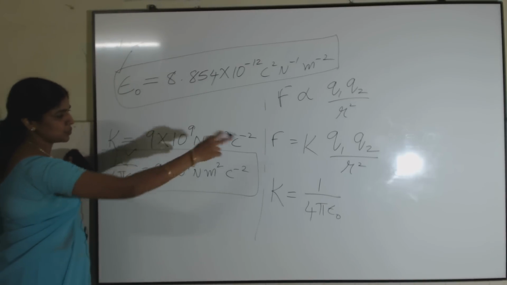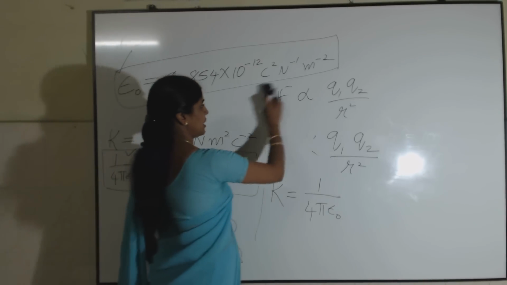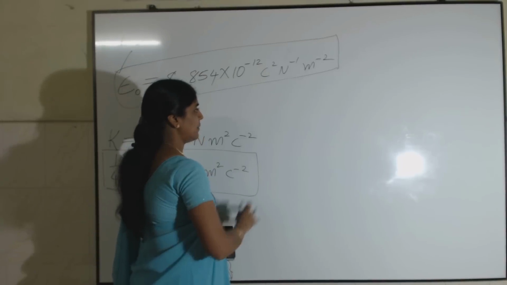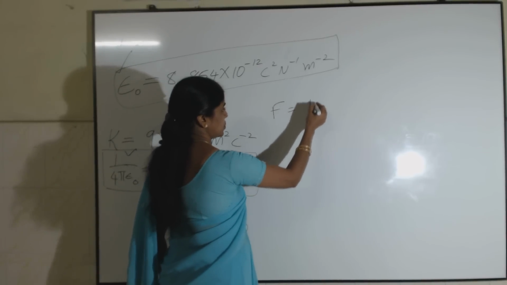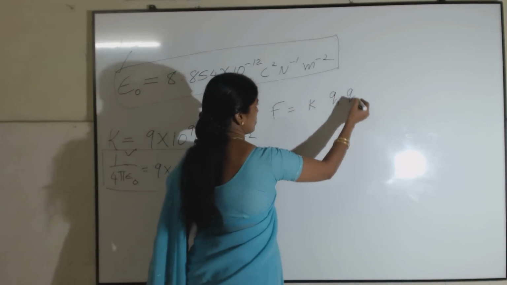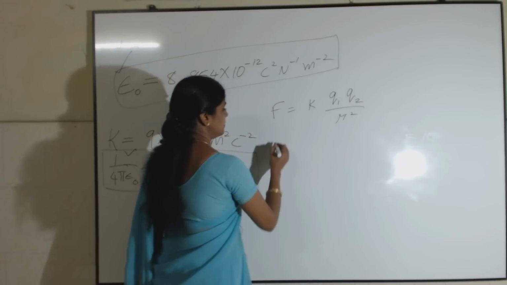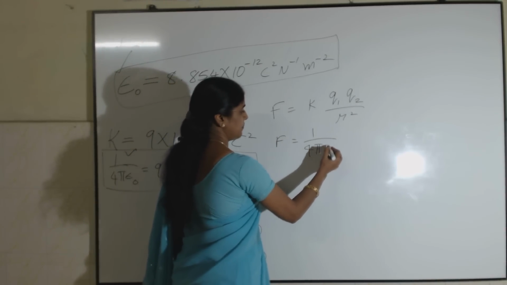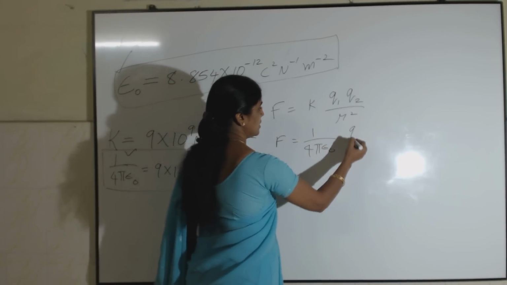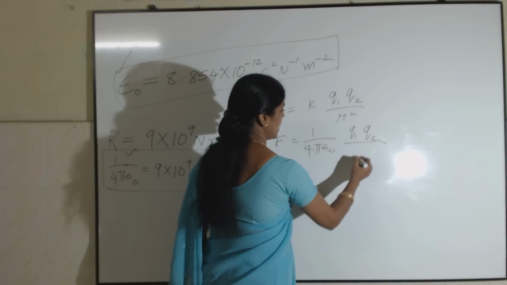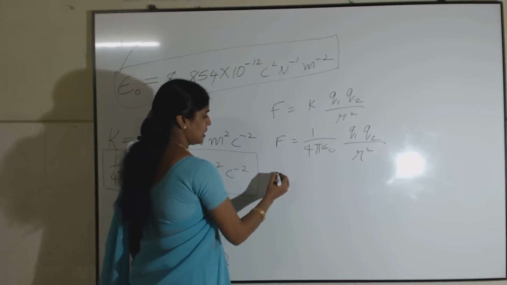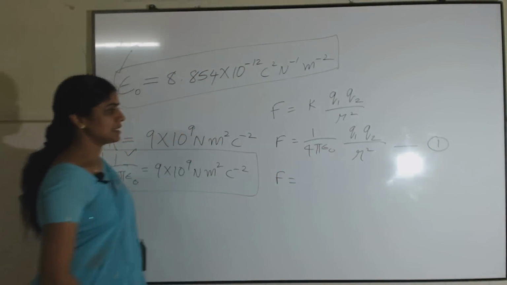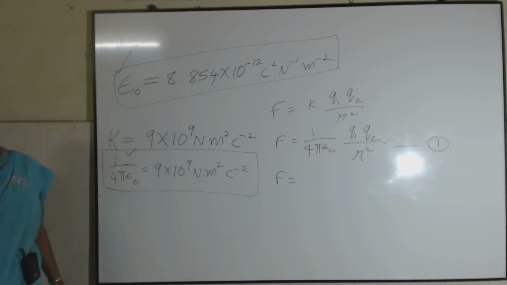And then if I substitute this in the force formula, what happens to this formula? For force according to Coulomb's law, I can write F is equal to K Q1 Q2 by r square, or I can substitute the value of K. This is nothing but 1 by 4 pi epsilon naught Q1 Q2 by r square. Let this be equation 1. Here the charges are situated in air or vacuum.